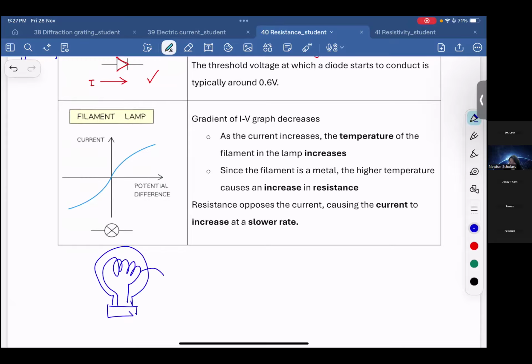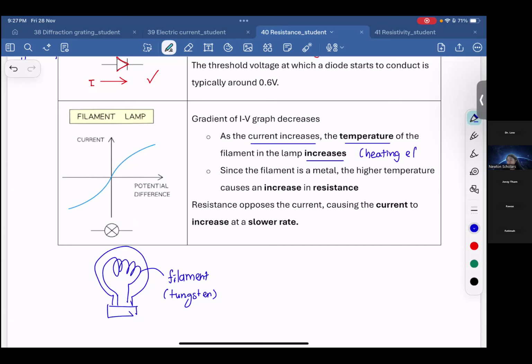Filament length. So this is the filament. You will find out that the graph is like this. When current flows through the filament, the filament is a resistance wire. Normally we use tungsten. From SPM, we always ask what the material is. Tungsten wire. The temperature will increase. Why? Current flowing through the resistance wire produces a heating effect.